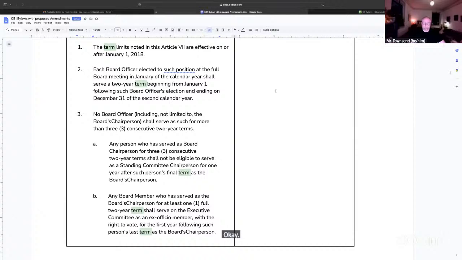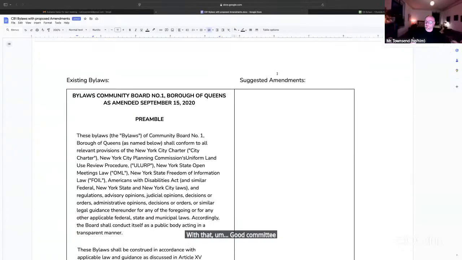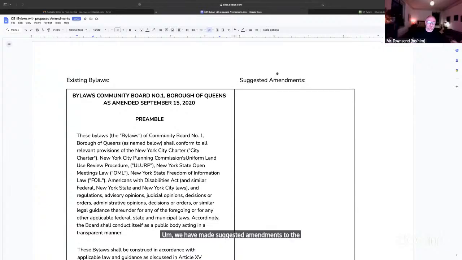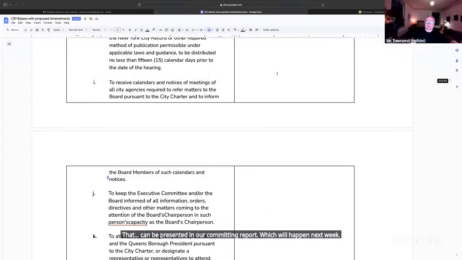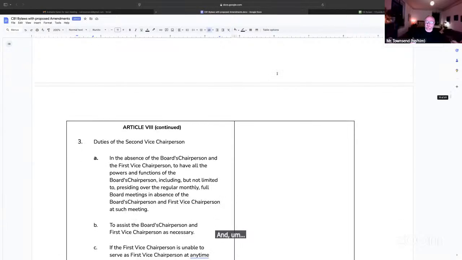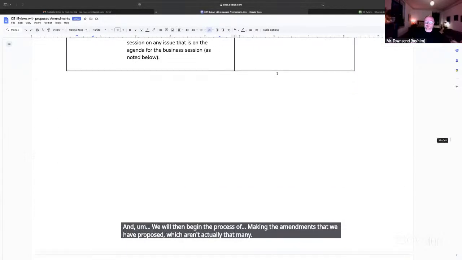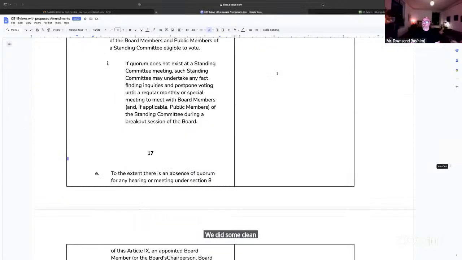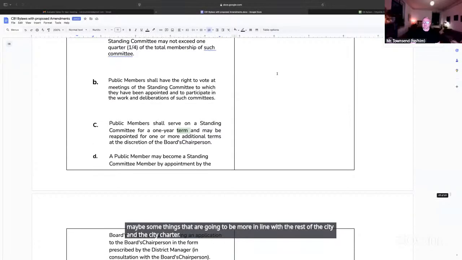Okay, I'm not seeing a call for an additional 3 minutes or a change to this. With that, good committee members, board members, Florence, everybody here, we have made suggested amendments to the bylaws that can be presented in our committee report, which will happen next week. We will then begin the process of making the amendments that we have proposed, which aren't actually that many. If you see me scrolling through the page, there's not a lot in the right column. We did some cleanup. We did some good governance. We made some things more in line with the rest of the city and the city charter.